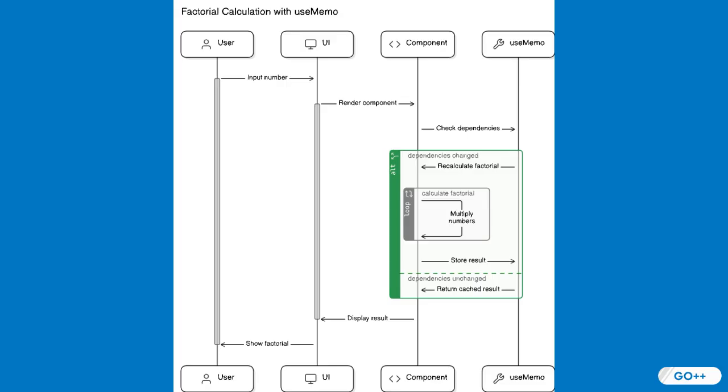Let's delve into the theory behind useMemo. At its core, useMemo is about memoization, a technique that caches the results of expensive function computations. By memoizing values, we can avoid unnecessary recalculations, which enhances rendering performance. This is particularly beneficial in React, where minimizing component re-renders can significantly improve application responsiveness.